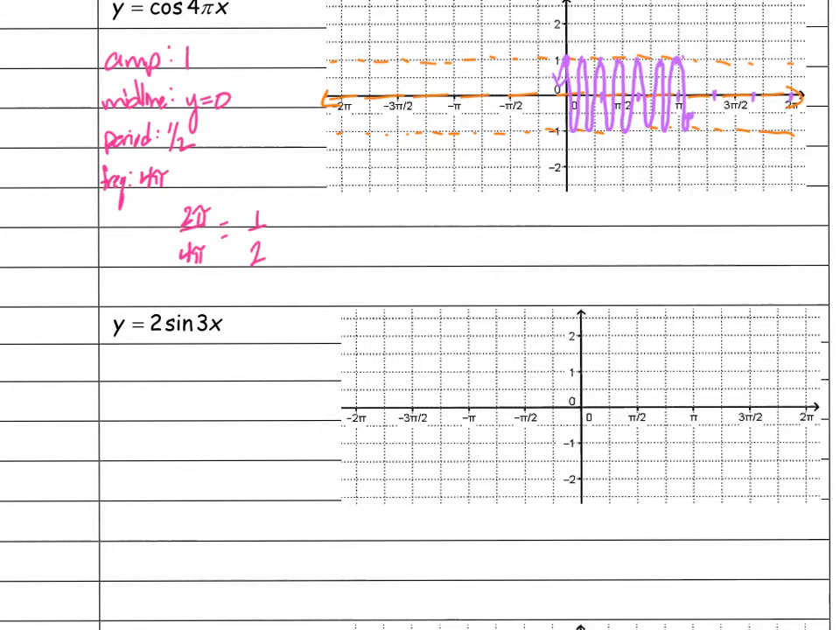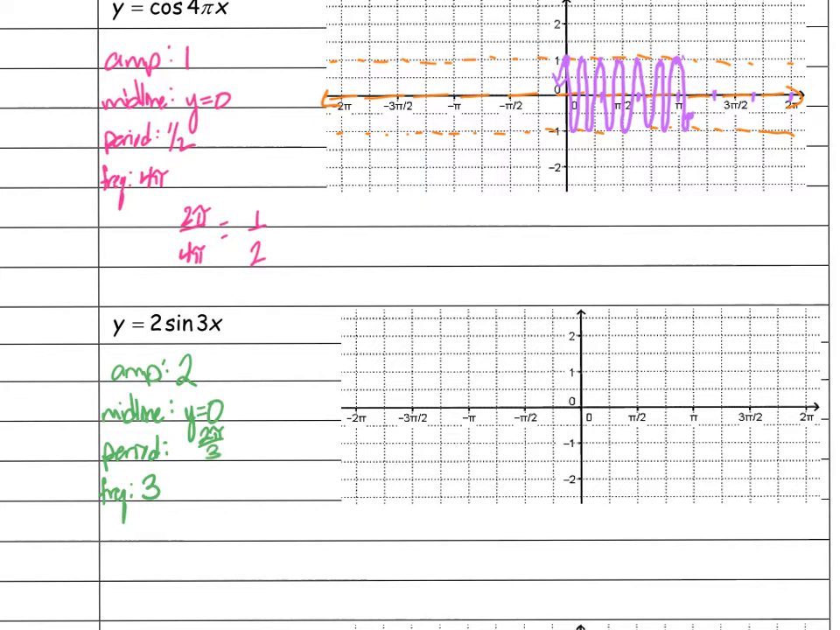Okay, here we go. So, again, we want to find the amplitude, the midline, the period, and the frequency. Okay, so my amplitude this time is 2. My midline is still y equals 0. There's still nothing being added on. My frequency is 3. And my period is 2 pi divided by 3. That was a pretty easy one.